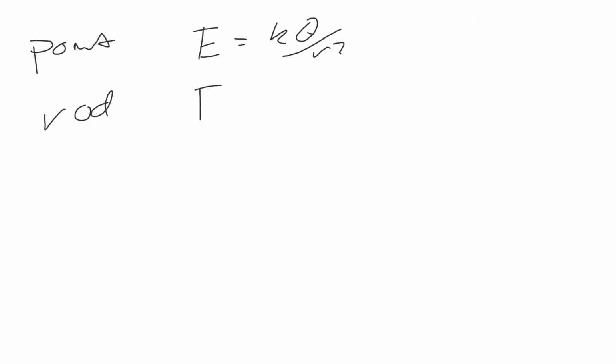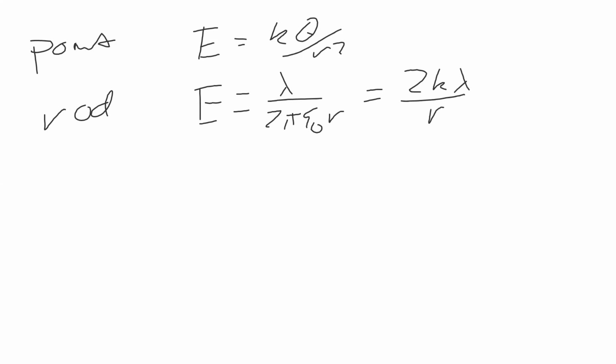So we have a point charge, which we've already talked about. A point charge has an electric field of K big Q over R squared. And then we also have the rod, which we've already talked about, and that has an electric field of lambda over 2 pi epsilon naught R. And you'll see this on your formula sheet, I believe, as 2k lambda over R. It's the same thing. They just replaced 1 over 2 pi epsilon naught with 2k.